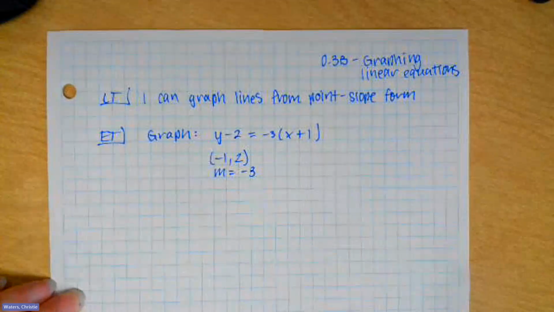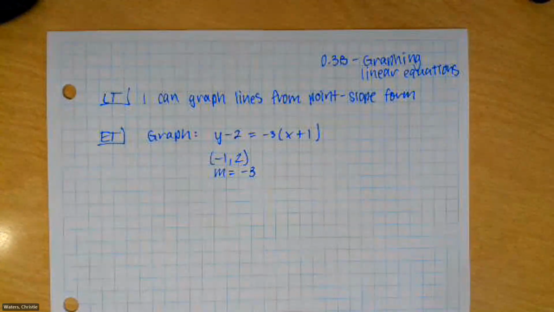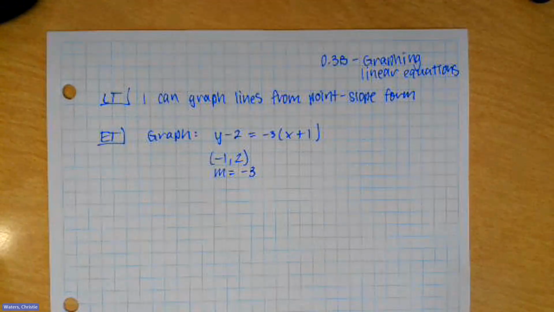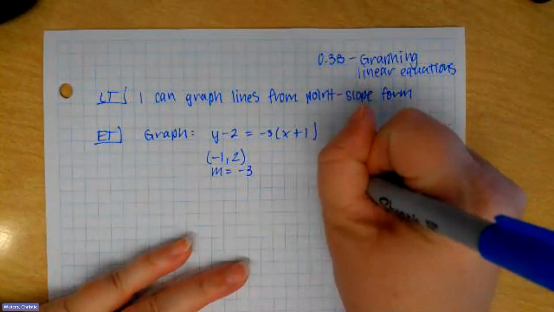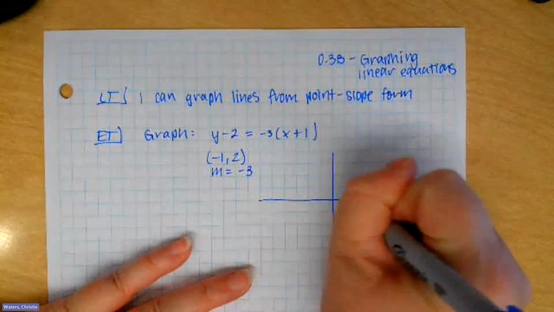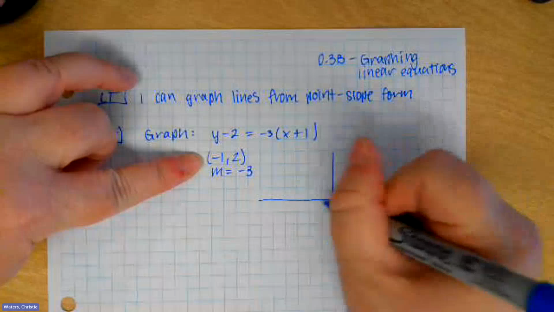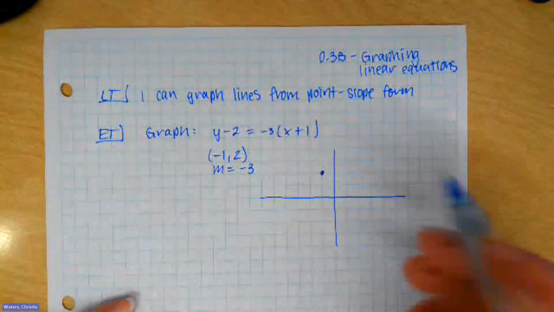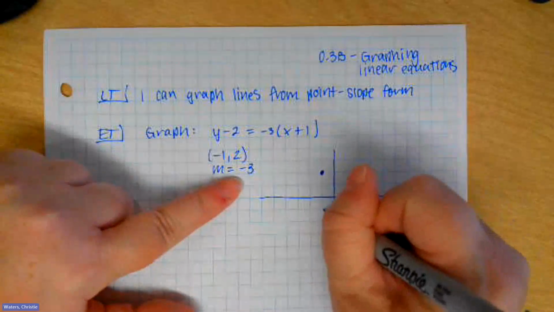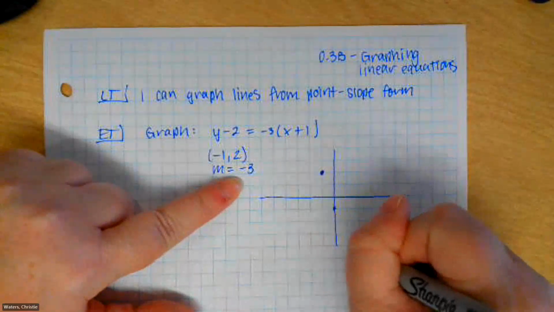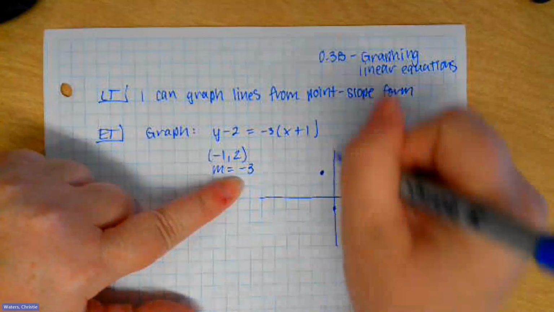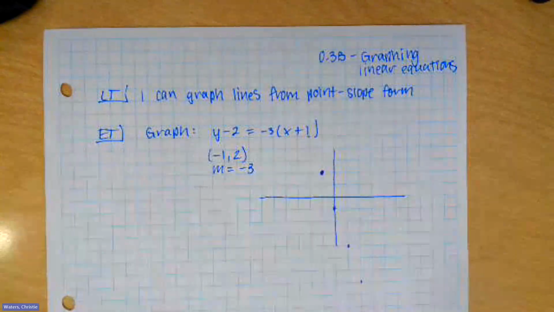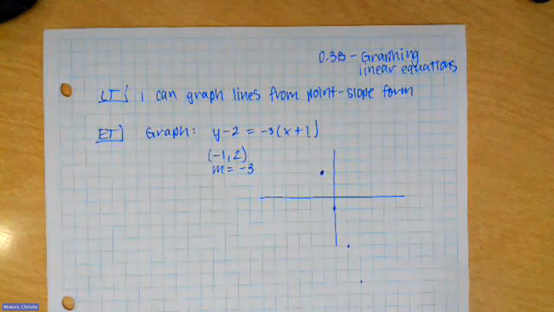So now that I've told you that, I'd like you to see if you can graph this. You can hit pause on the video if you want to try it on your own. Otherwise, I'm going to jump in and start doing it now. So the first thing I'm going to do is plot that point. So -1, 2 means I'm going to go left 1, up 2. Then my slope is -3. So from there, I have to go down 3, right 1 repeatedly. I can also go up 3, left 1. Don't really have a lot of room for that. But this is what this line looks like.